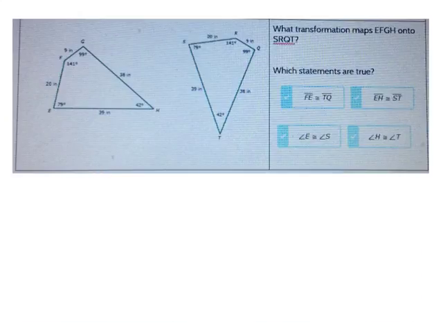We can also identify congruent sides and congruent angles by seeing which correspond. First, let's think which transformation maps EFGH onto SRQT. It's another rotation.